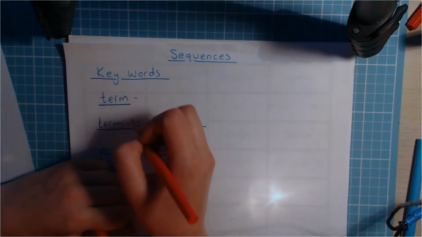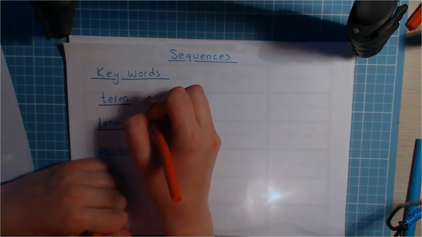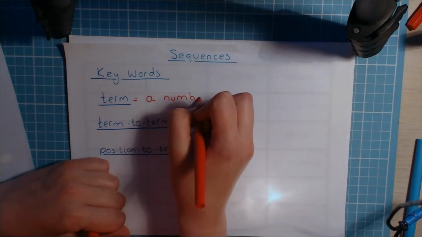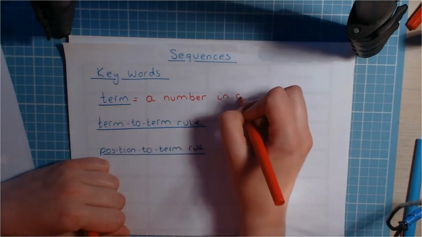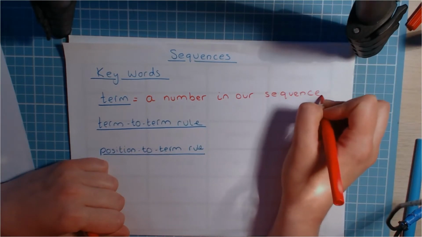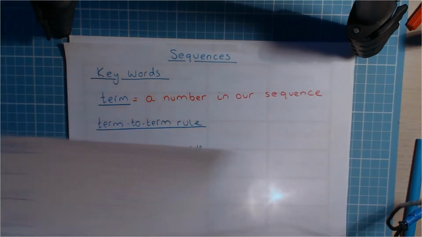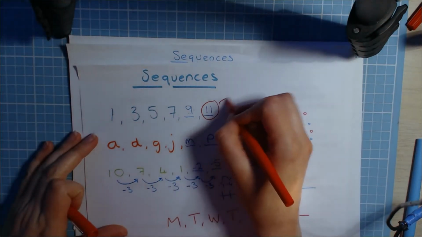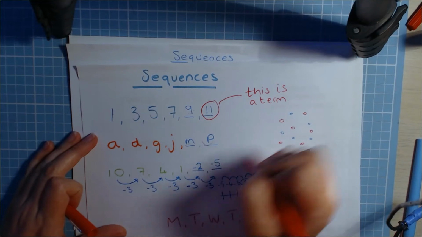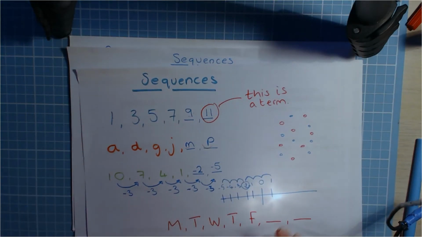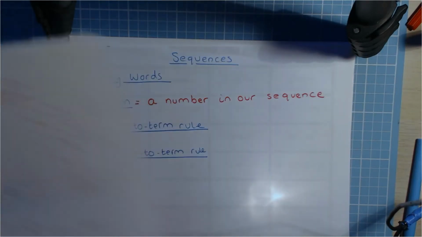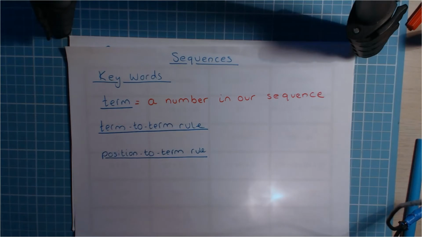So I'm just going to write that on here. Term equals, we'll call it number because we generally work with numbers in maths. For sequences at least, a number in our sequence. And if it helps to put an example like this and put an arrow, like, this is a term, for example, brilliant, do that, because you might look back at this next year and have forgotten it, because it happens. So at least I'll explain to you what we're talking about. So term is a number in our sequence.